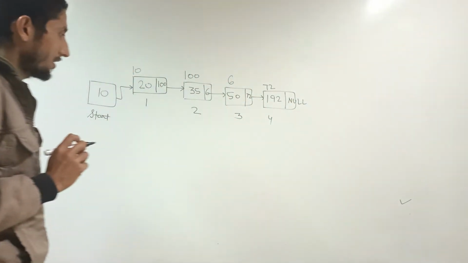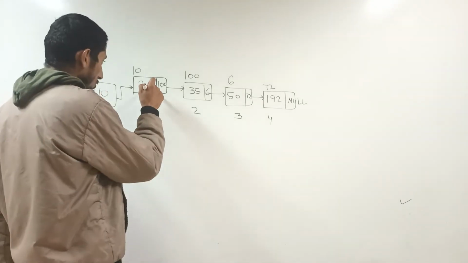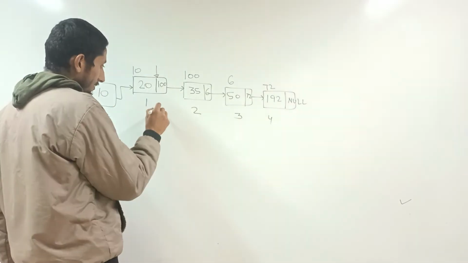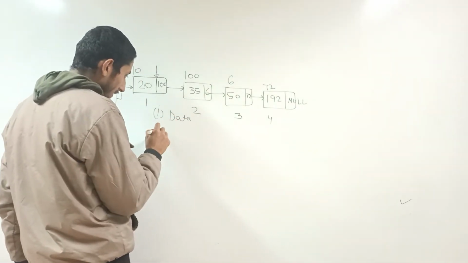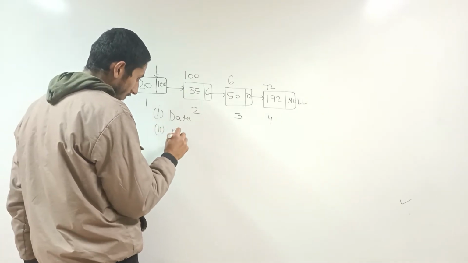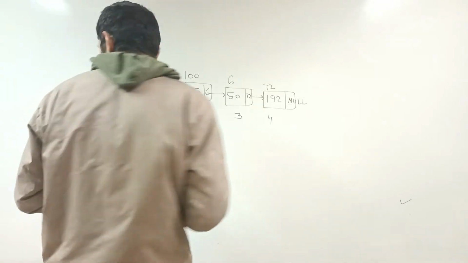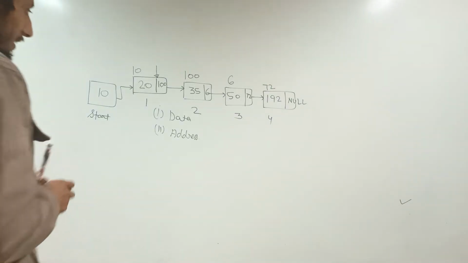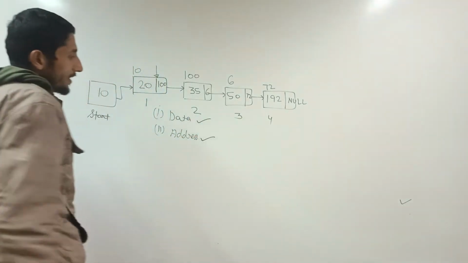So what we have seen there is that a linked list is a collection of nodes like this, and every node contains two parts. The first one is data, and the second one is the address of the next node. So what is the meaning of this? The meaning is that in a linked list, we have two things. The first one is data, and the second one is the address of the next node.